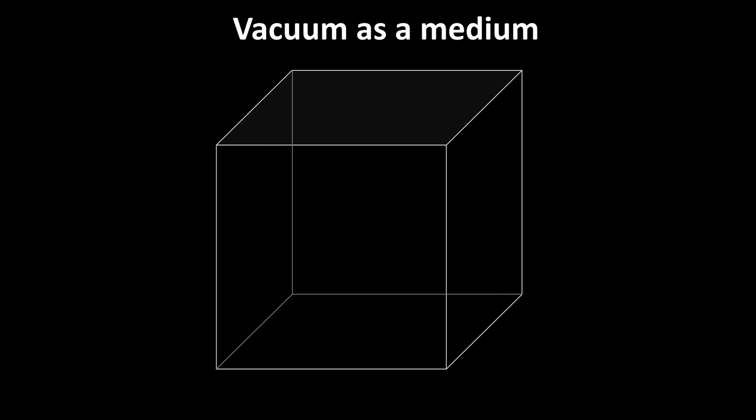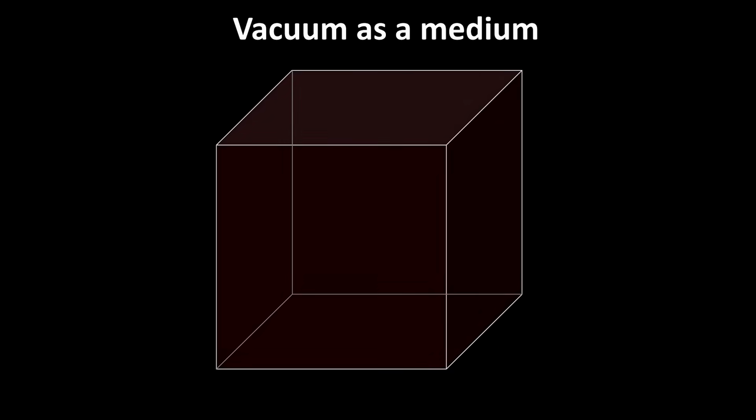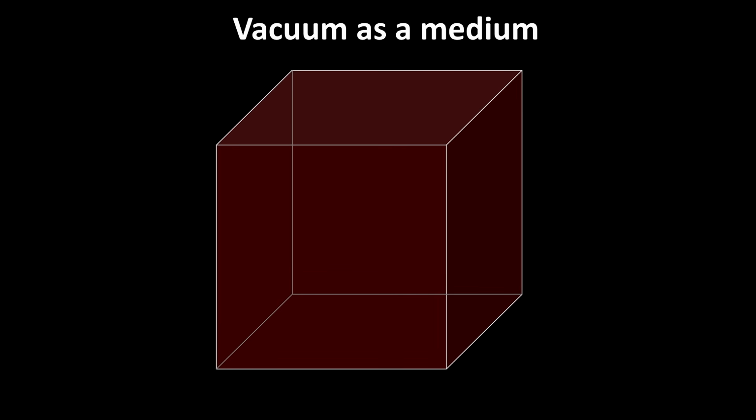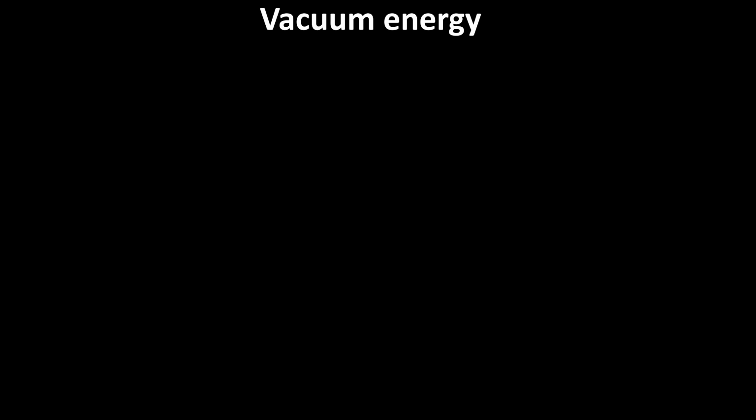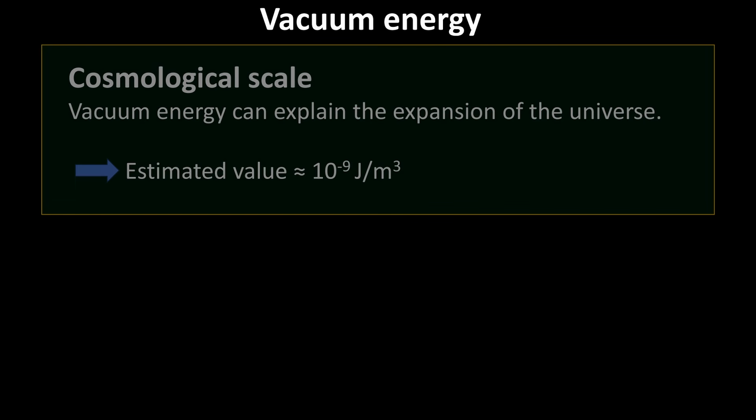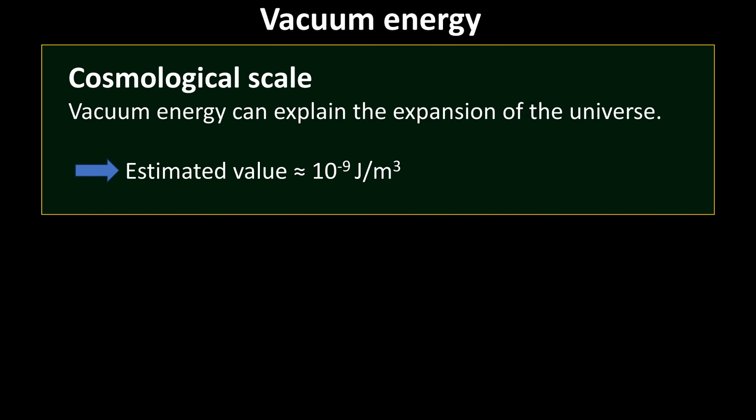But in fact, all major theories concerned with space assume in some way that the vacuum must contain a base level of energy. And this base level is called the vacuum energy. So if we, for example, take the vacuum energy on cosmological scales, we see that it's estimated to be 10 to the minus 9 joules per cubic meter. And this value follows from the observation that our part of the universe is expanding against gravity.